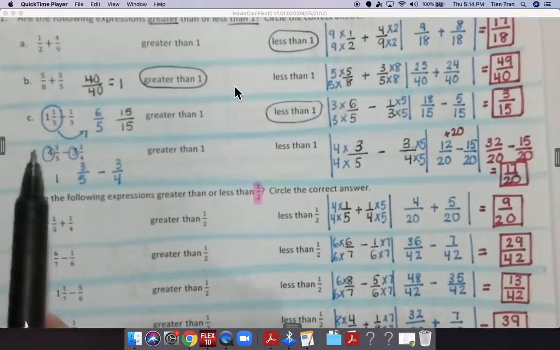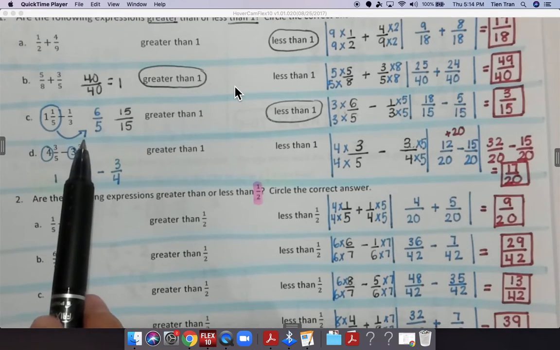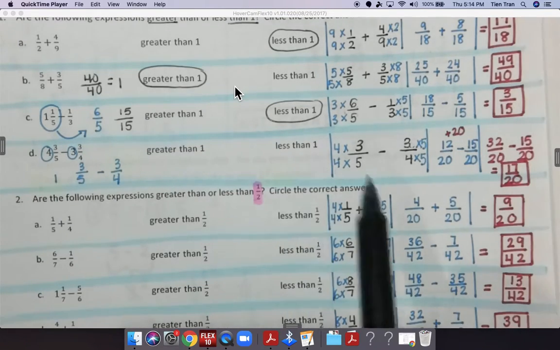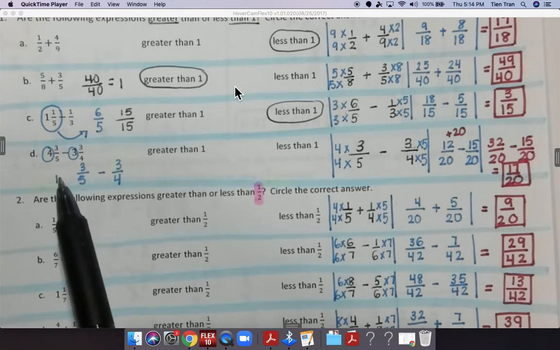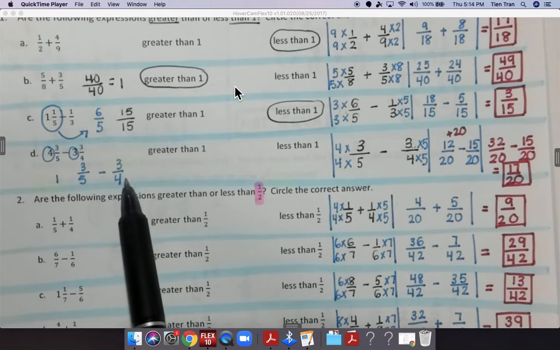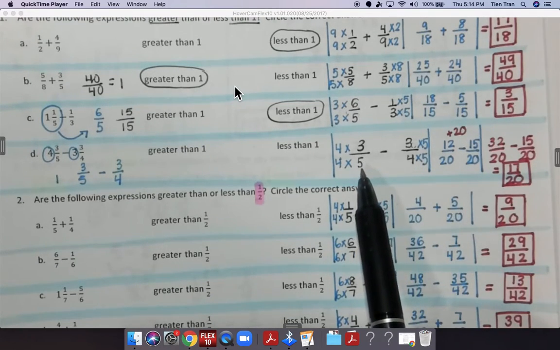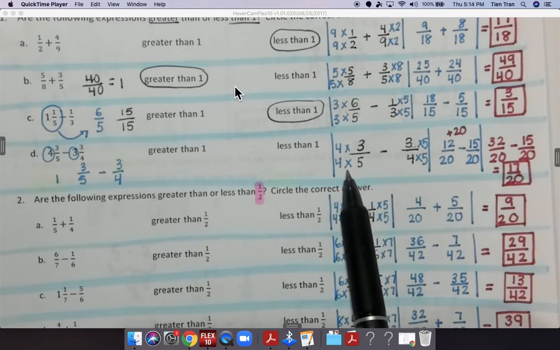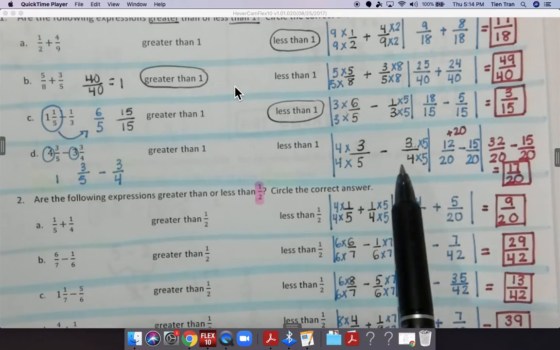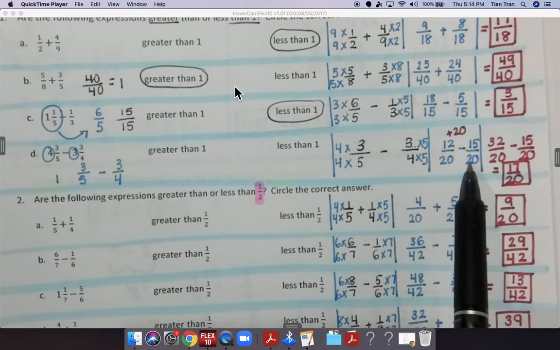For this problem over here, I have 4 and 3/5 minus 3 and 3/4. So what I did was I subtracted my whole numbers, 4 minus 3, which is equal to 1. And then I subtracted 3/5 minus 3/4. So the common denominator for 5 and for 4 is going to be 20. 5 times 4 is equal to 20. 4 times 5 is 20.